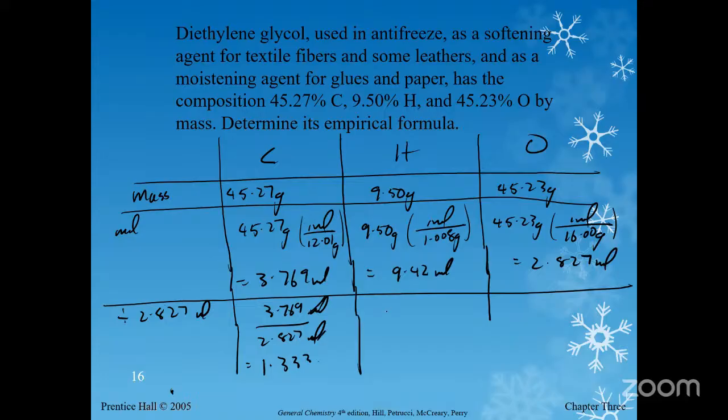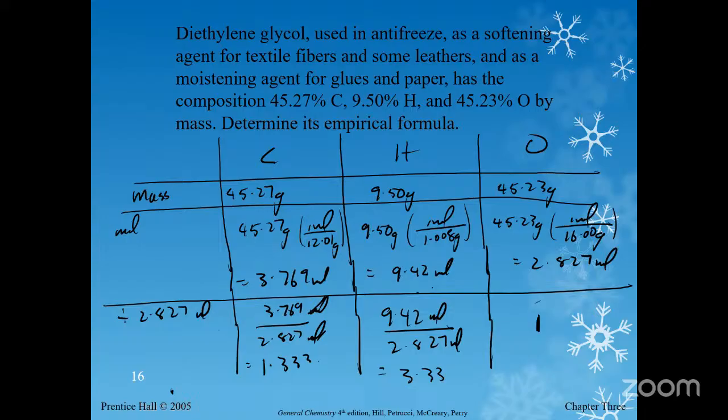Okay, and then 9.42 moles divided by 2.827 moles. Let's see what that gives. 9.42 divided by 2.827. And in this case, I got 3.33. And then finally, this one divided by itself will give you 1, all right? So this is the result when we divide each of these by the lowest mole value.